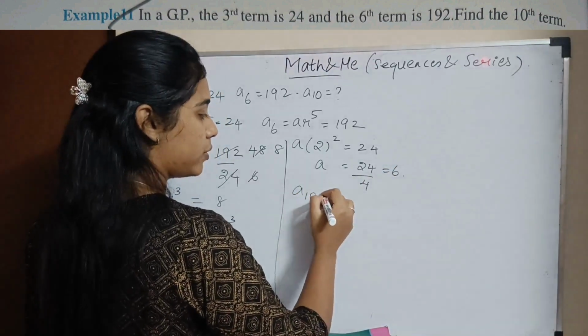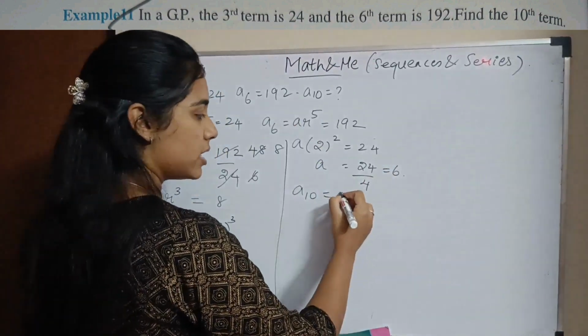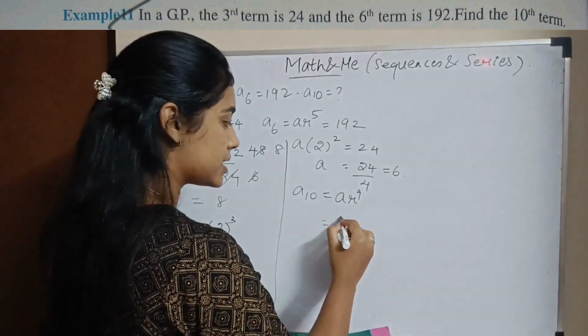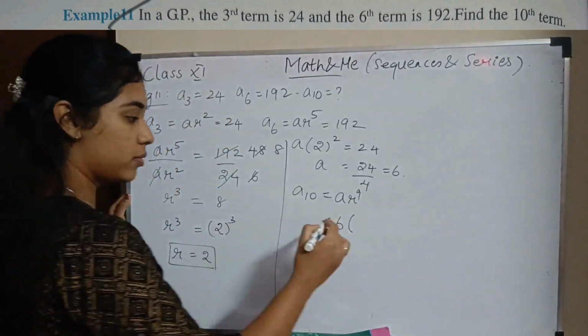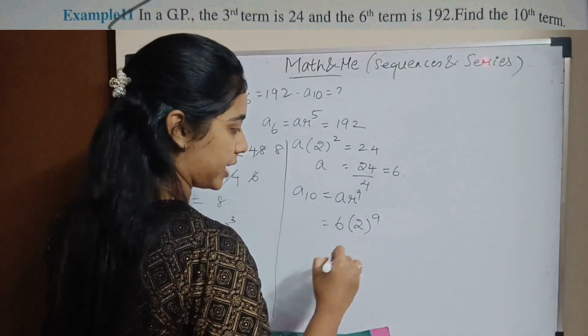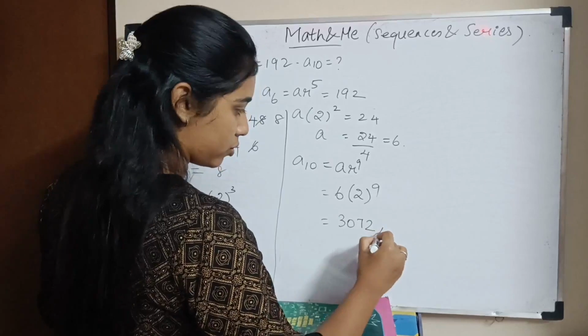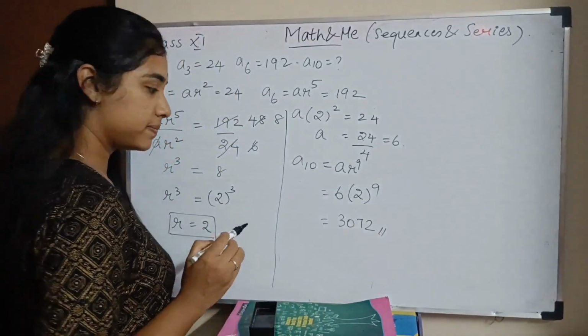So now I need to find what A10 is. A10 is AR to the power 9. So what do I have? 6 times R, which is 2 to the 9. So the final answer is 307. You can just try to solve them.